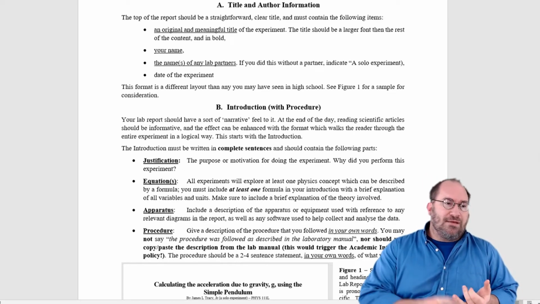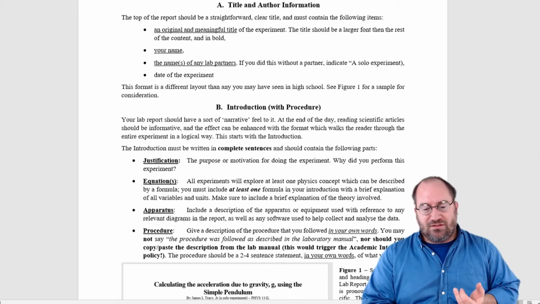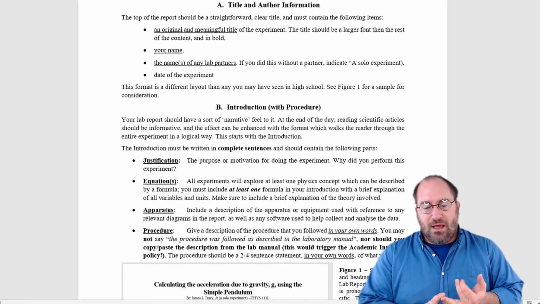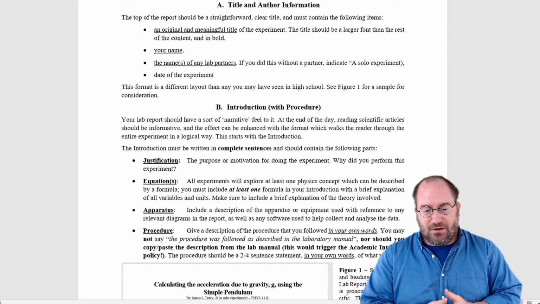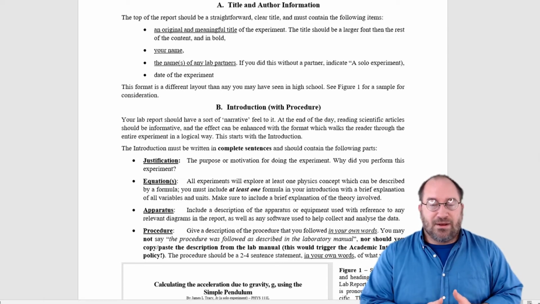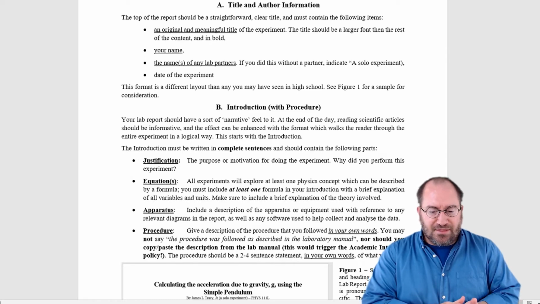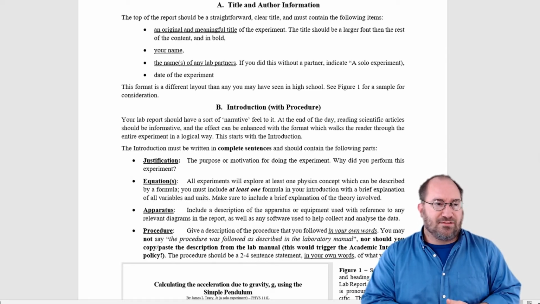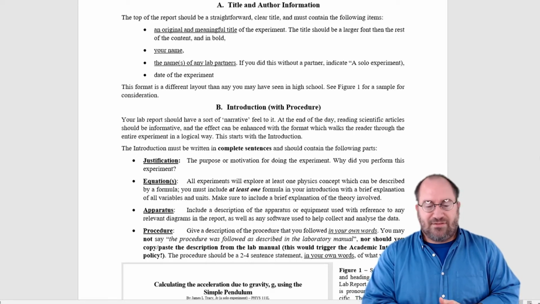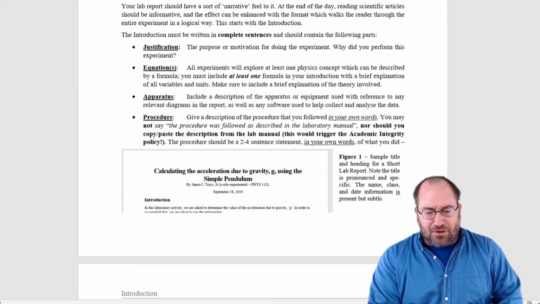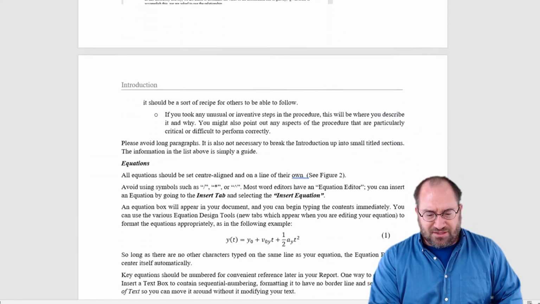Make sure that your name and any partner that you worked with is listed in your lab, and if it was a solo experiment, just write that as performed as a solo experiment. The date of the experiment or the date of the submission is flexible. That's less important. I just want to have a date on there. So take the time to go through each of these. Just read through and look at some of the examples.